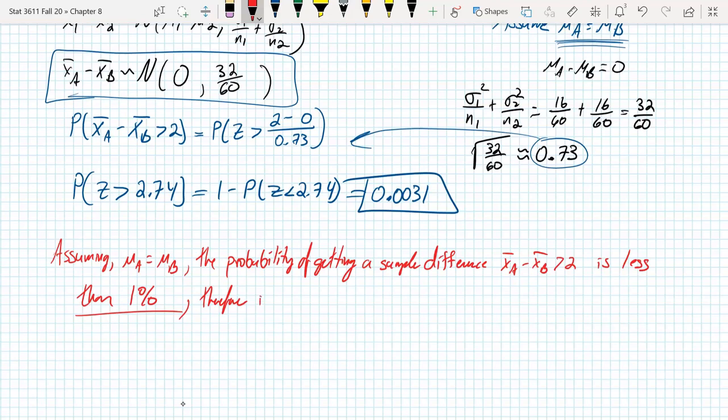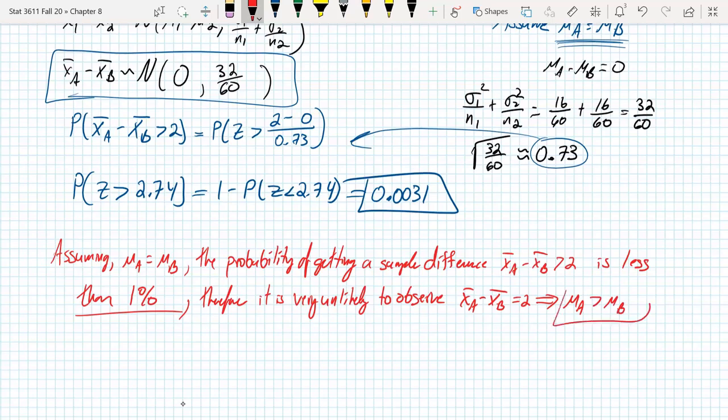Therefore, it is very unlikely to observe that our sample difference is equal to 2. And so one would conclude, we can therefore sort of conclude that mu sub A is not only not equal to it, right? But we conclude that it's better than mu sub B. That would be our conclusion, right? Because the probability that you get a value of 2 or larger, more extreme than 2, is very negligible.